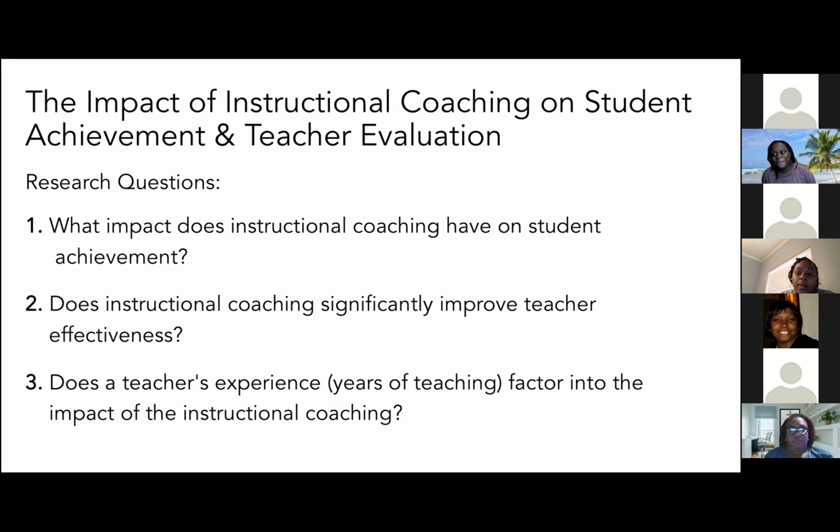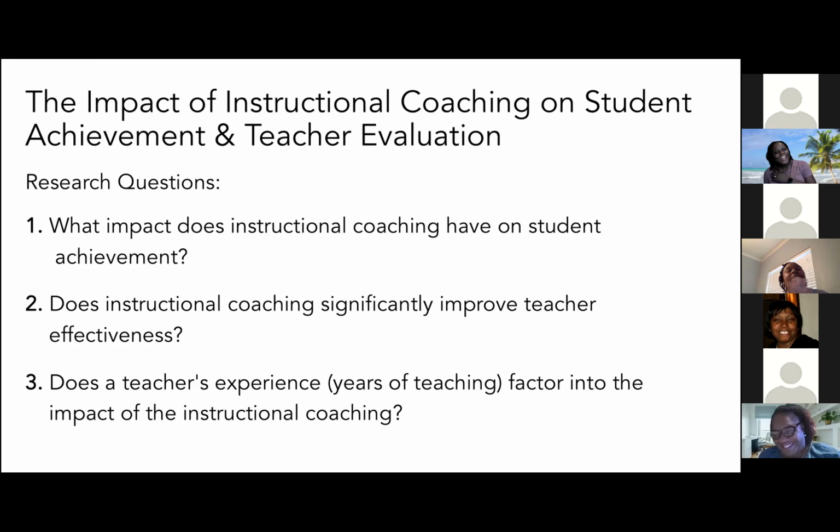I want to know the impact of instructional coaching on student achievement and students in 3rd through 6th grade math and science in a rural district. Oh, that was too much. Let me write that down.